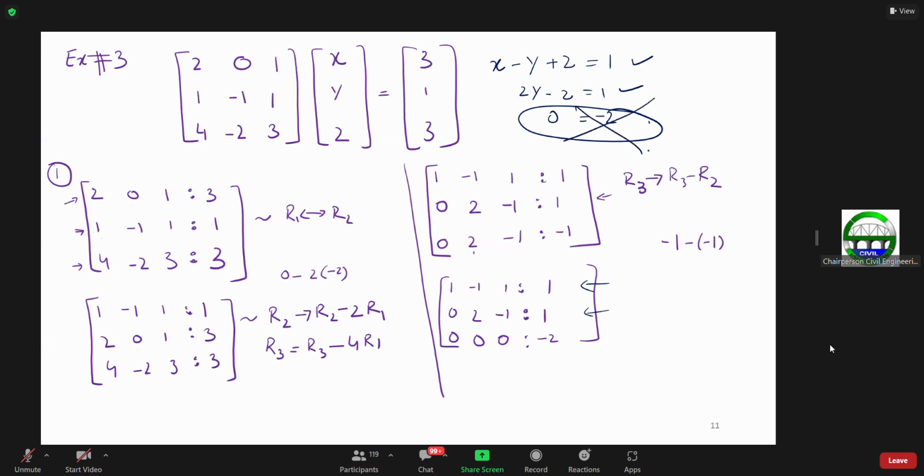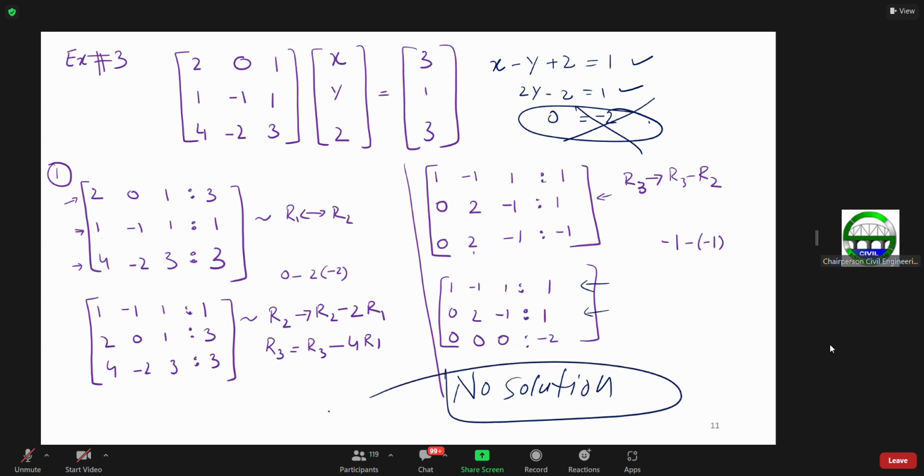So whenever you get this, you will say that this system of linear equations doesn't have a solution. So you will write no solution. Some systems of linear equations don't have a solution. So 0 is equal to -2, which is impossible. So the given system of linear equations has no solution. Okay.